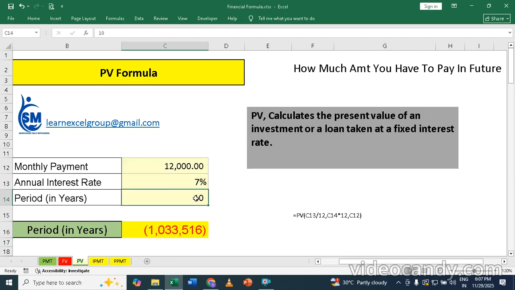In case you want to change, instead of 10, if I say 20 years, then when I reach 20 years, I'm going to get this much money.